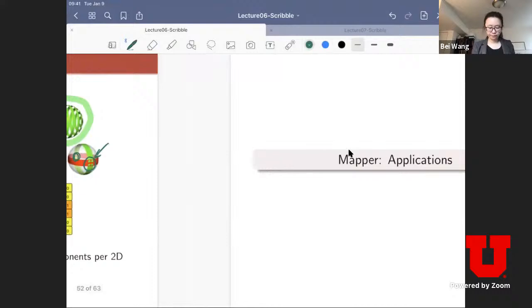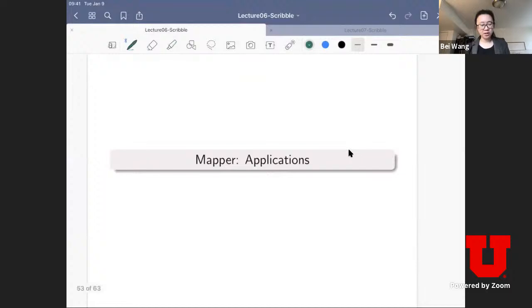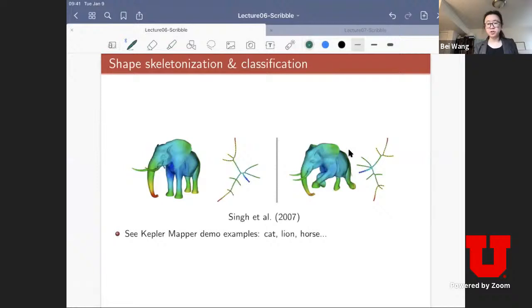Okay, what are some other applications? We've seen some application in TopoAct. There are applications, like I said, for data skeletonization and classification. In this case, I have the elephant, and the elephant is in different postures. One is standing, one is dancing. And the function I define on this elephant is a curvature function. So the curvature means that the tip of the nose has a pretty high curvature, for example, right?